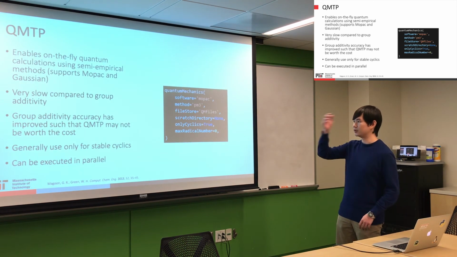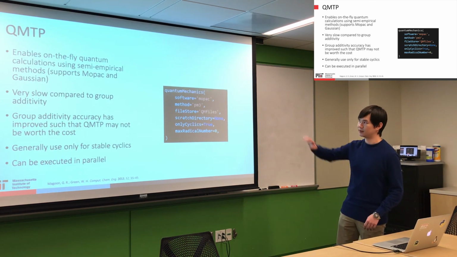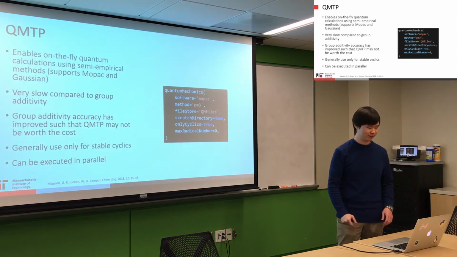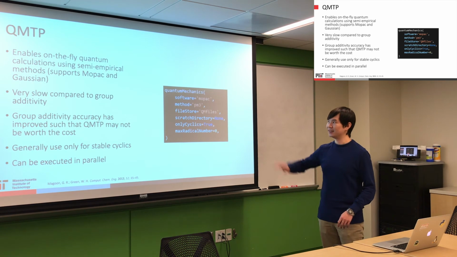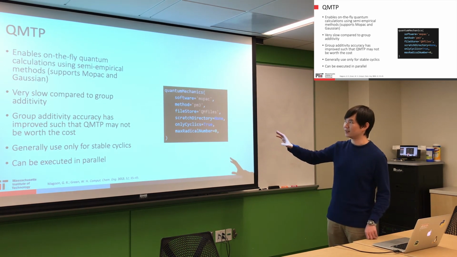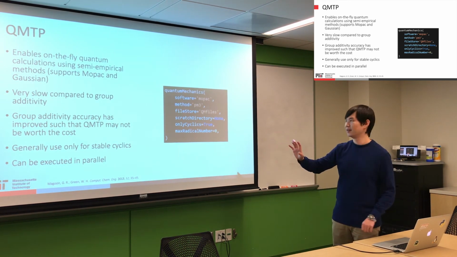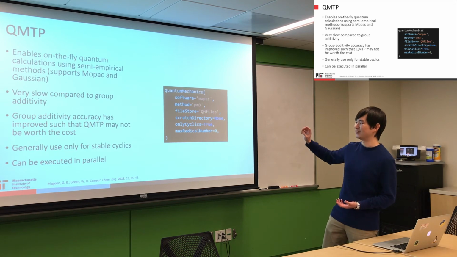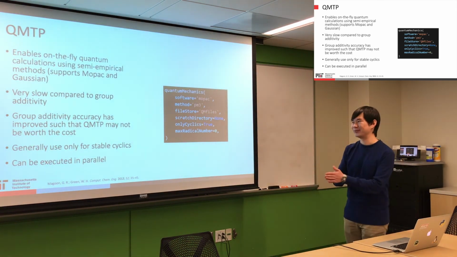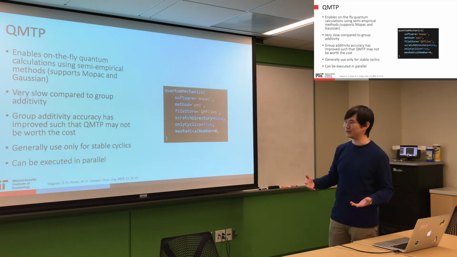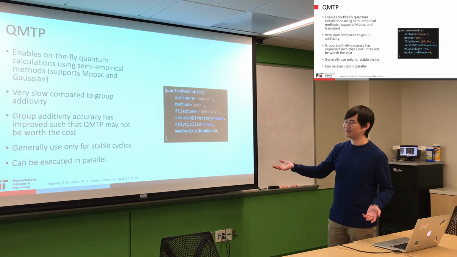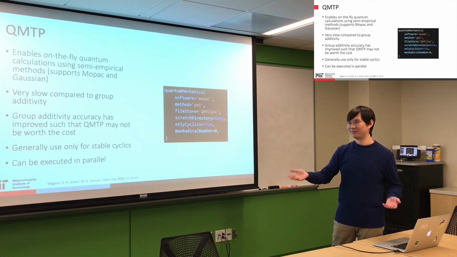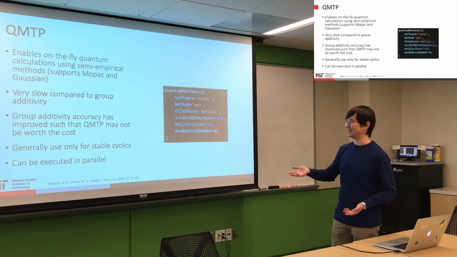Another option related to thermo estimation is the QMTP module, which stands for Quantum Mechanical Thermal Properties, I think. This does on-the-fly quantum calculations, but using very low-level semi-empirical methods. We support MOPAC and Gaussian. Compared to group additivity, this is extremely slow. On an absolute scale, it's still reasonable, maybe much less than a minute per species, right?